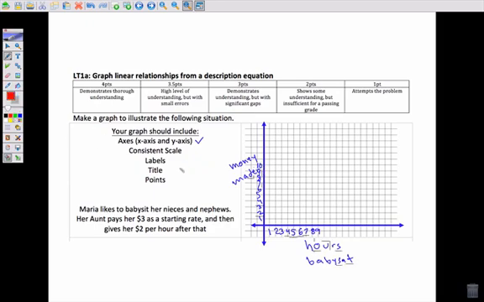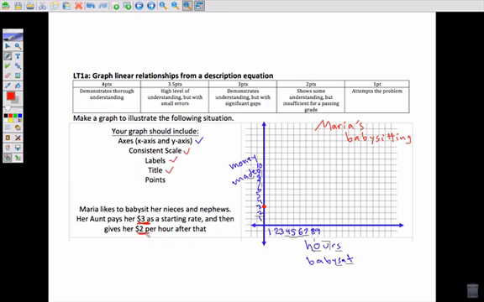Then when I go to graph this, so I've done labels, consistent scale, I need a title. So I'm just going to say Maria's babysitting. Got a title. So when I go to graph this, $3 is her starting rate. Okay. So before she has even babysat for 1 hour, she makes $3. So this is our first point right up here at 3. 0 hours babysat, $3 made. So I'm going to put a point right there.